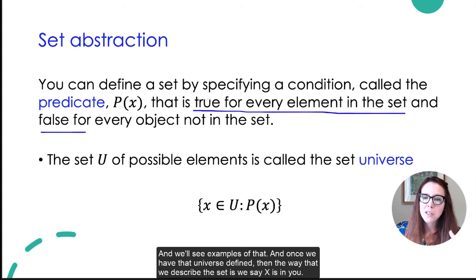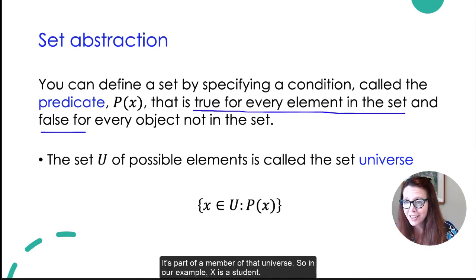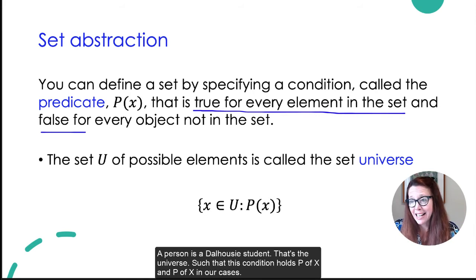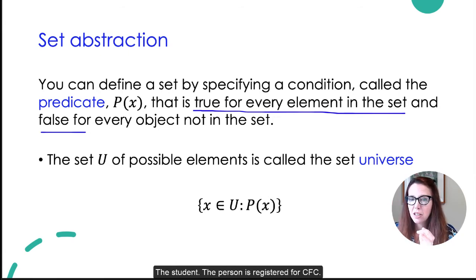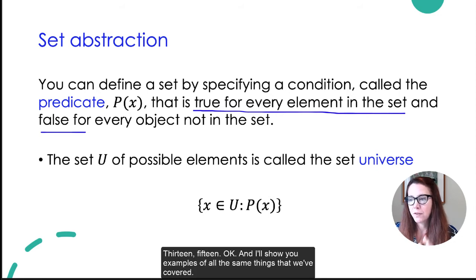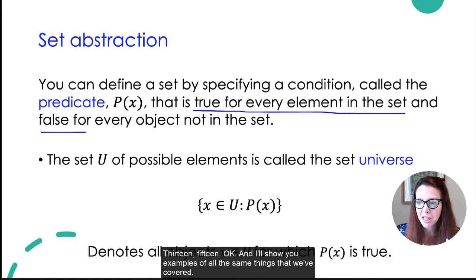And once we have that universe defined, then the way that we describe the set is we say X is in U. It's a member of that universe. So in our example, X is a student, a person who is a Dalhousie student. That's the universe, such that this condition holds, P of X. And P of X in our case is the student, the person is registered for CSCI 1315. Okay, and I'll show you examples of all the same things that we've covered.